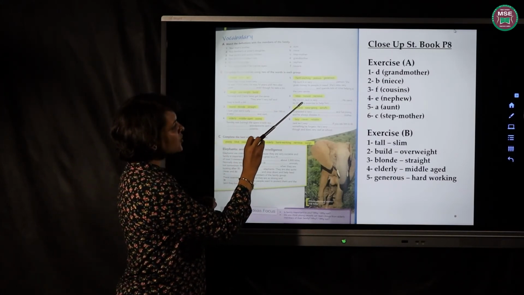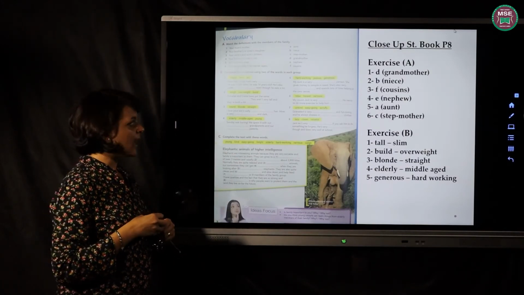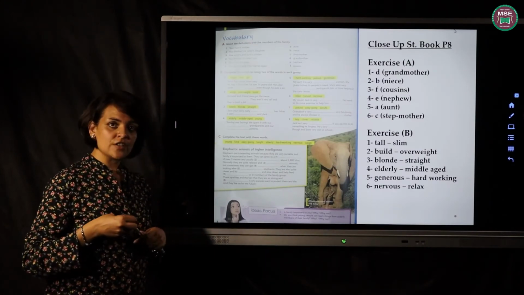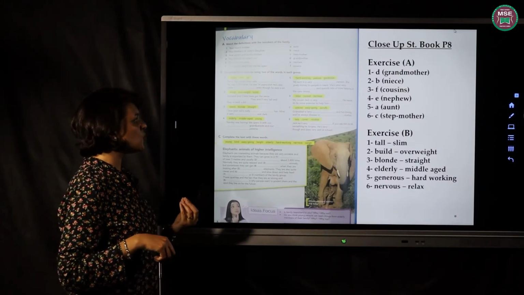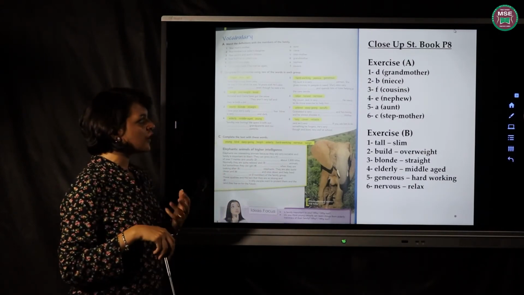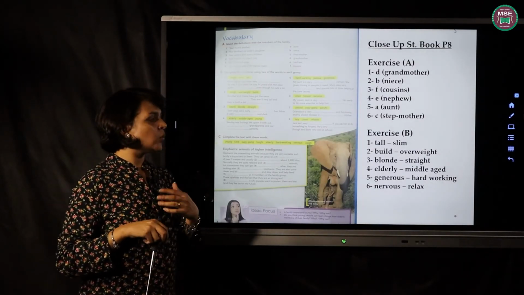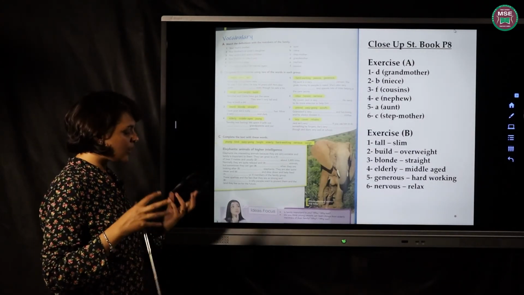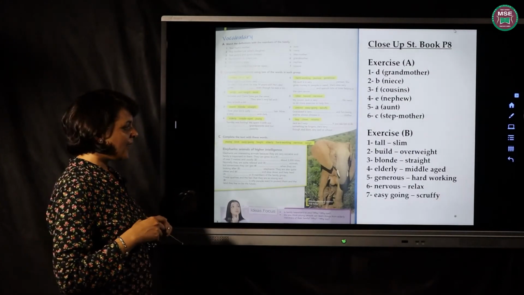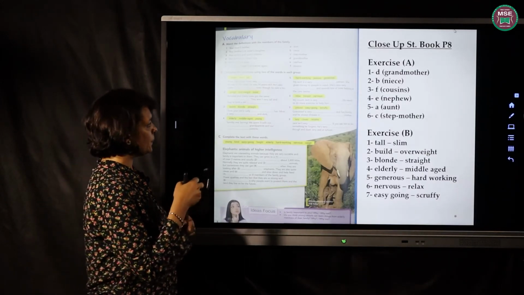Six, my cousin Jack is very what? He needs to do more exercise to help him. So he is very nervous. He needs exercise to relax. Seven, granddad is very what and fun-loving. And he always dresses in what clothes? People who are very funny are easygoing and they sometimes wear scruffy clothes.